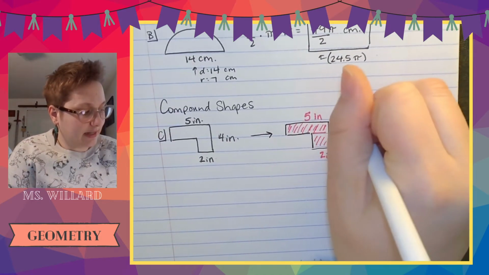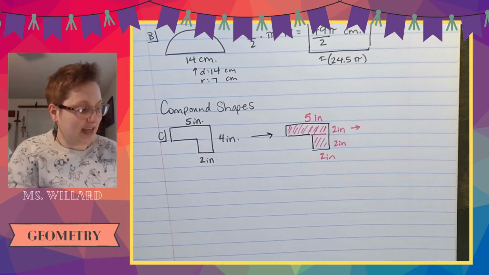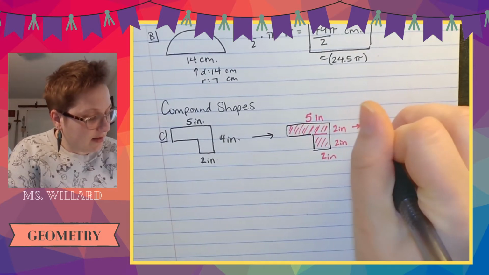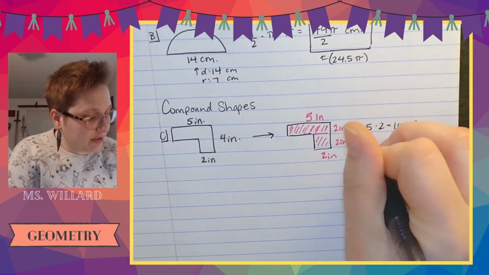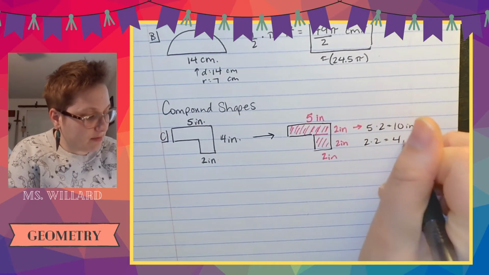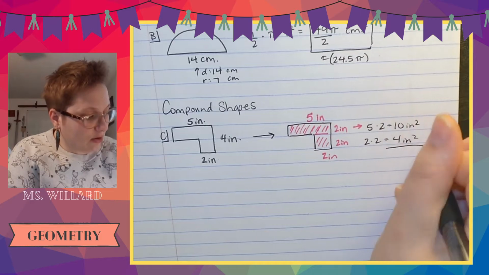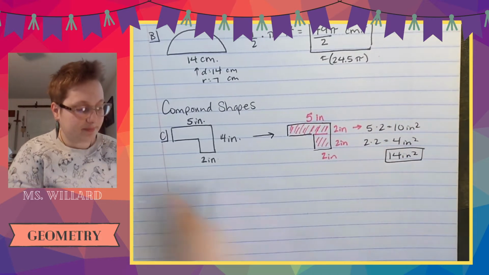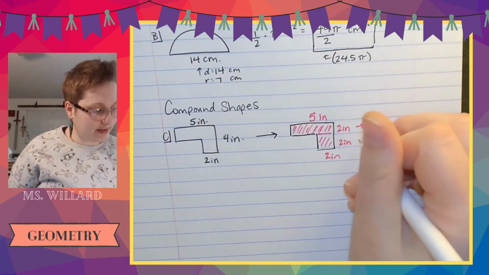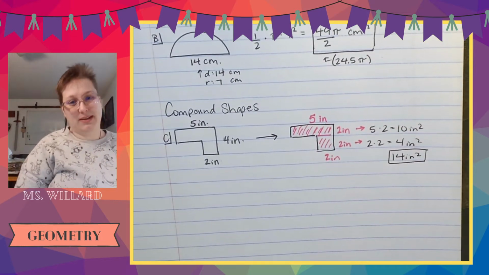So the top right here would be a 5 by 2, which is 10. And the bottom right here would be 2 times 2, which is 4. So together the whole shape is 14 square inches. Okay, that's one way to think about it. Let me show you another way to think about it.